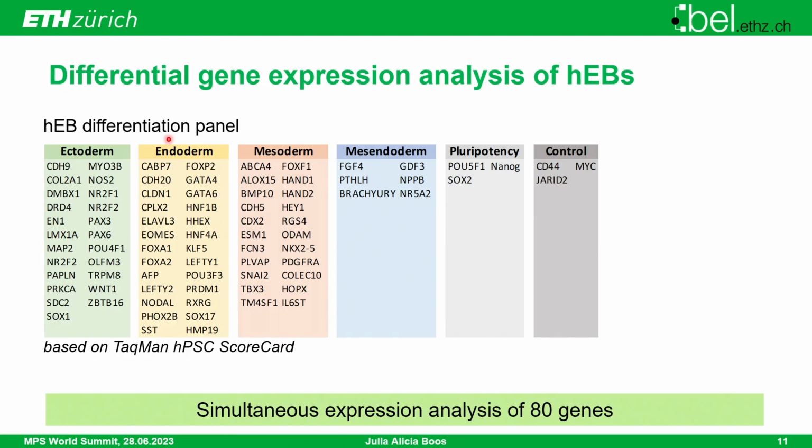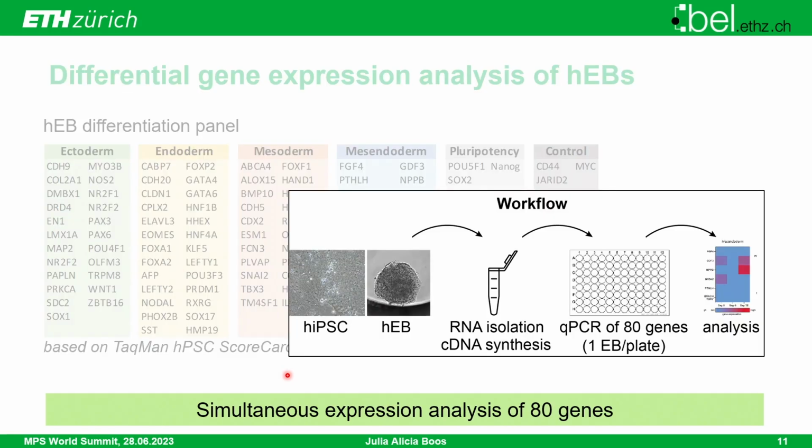This differentiation panel that we established was based on the TaqMan hPSC Scorecard. And basically what we did is that we took the RNA from hiPSC, so at day 0 of the assay, as well as from the HEBs at day 6 and day 12 of the assay. We created the cDNA and used it for simultaneous qPCR of all the 80 genes. So basically we almost needed 1 well plate to analyze 1 EB.